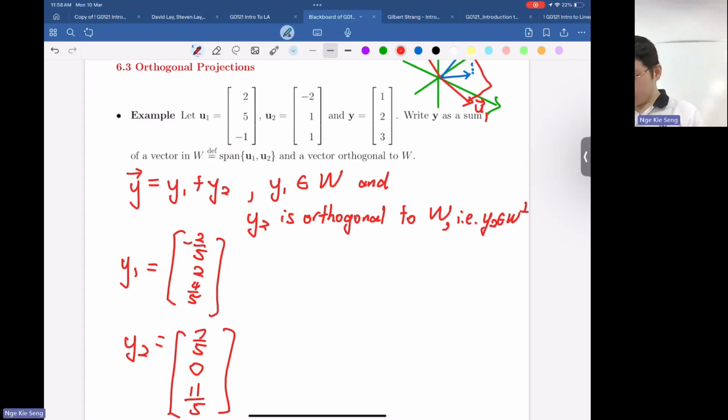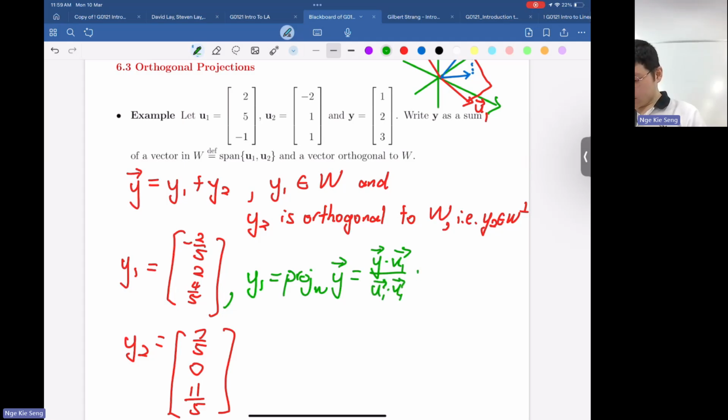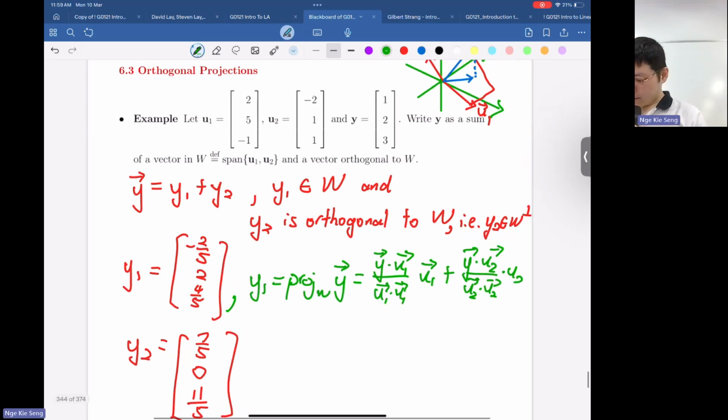Can we verify it? So let's verify it. What's the formula for y1 here? So y1 here is a projection, right, that we defined just now on W. So what's the term we have to have here? So (y dot u1 over u1 dot u1) times u1 plus (y dot u2 over u2 dot u2) times u2. Anyone tell me what's the scalar you get for u1? What's the scalar you get?